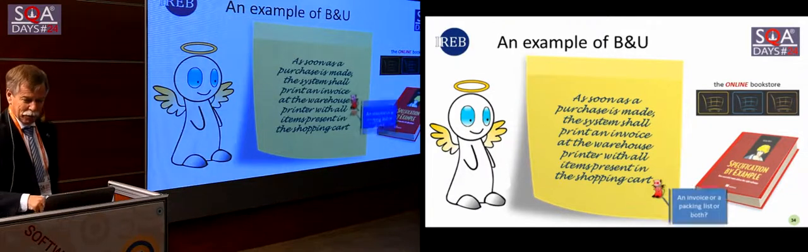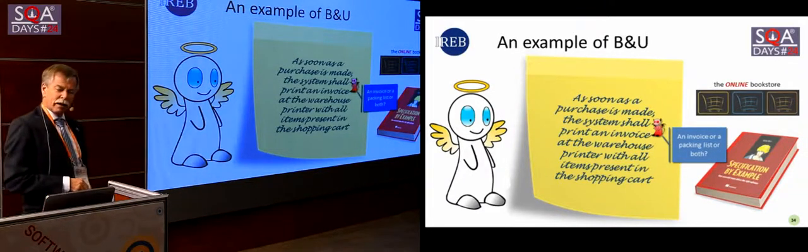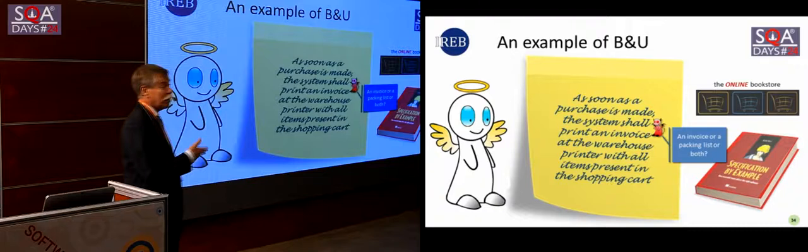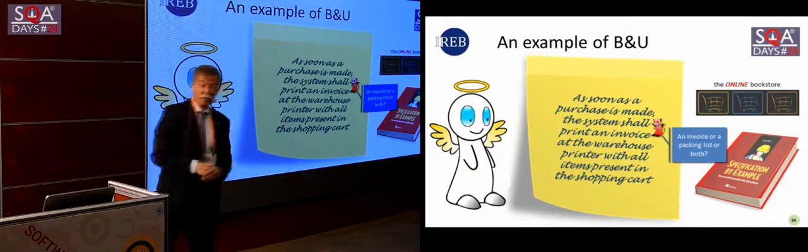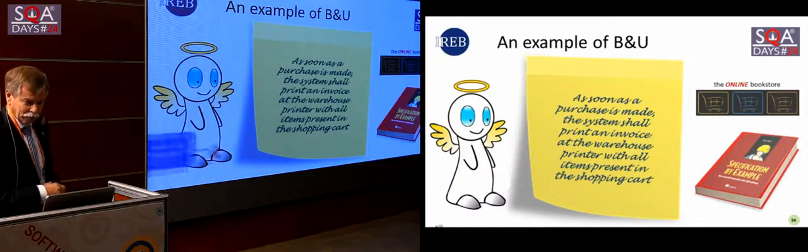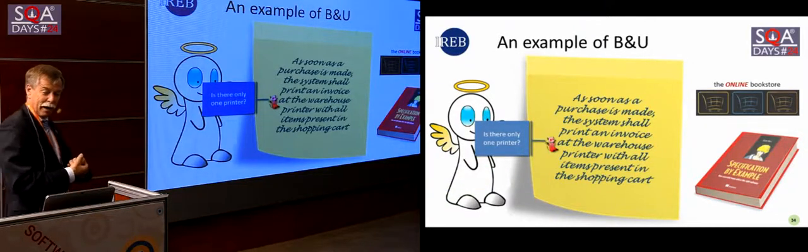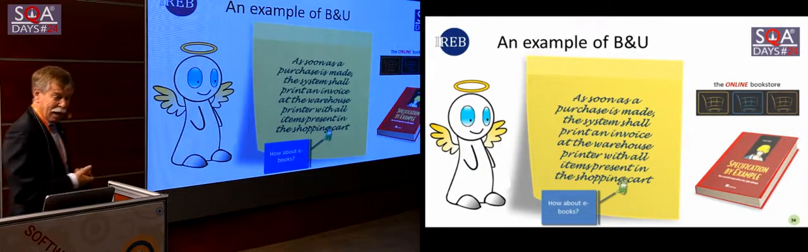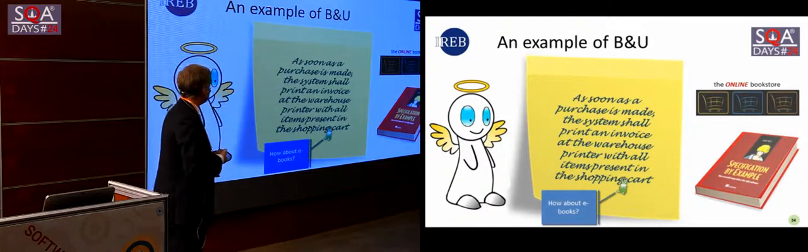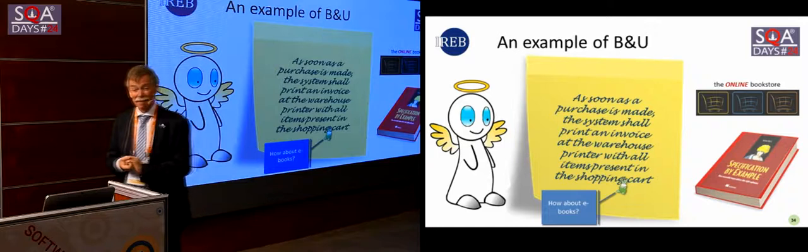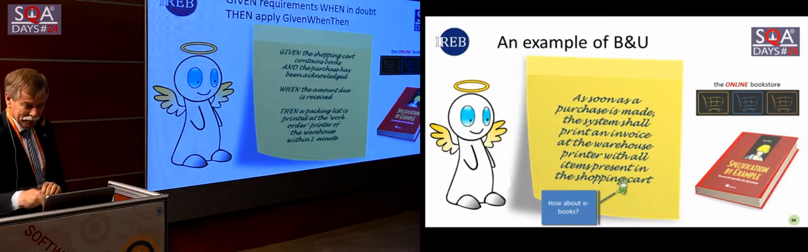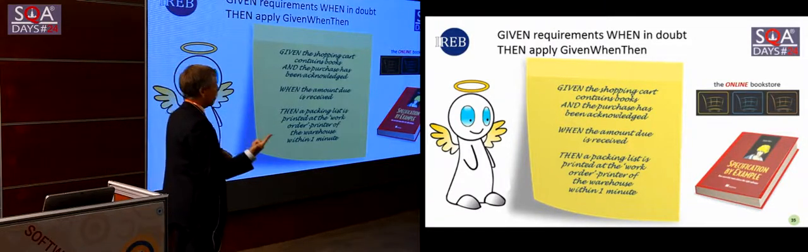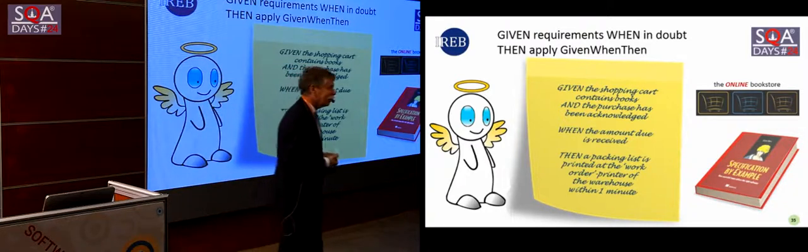No. Why do we print an invoice at a warehouse? Do you mean a packing list or something? Or should we print both and then add them together in a package? Don't know. Is there only one printer at the warehouse printer? No? And how about e-books? They are not in the warehouse, I think. So what would we do with that? And then for me, I say, given requirements, when in doubt, then apply given, when, then.